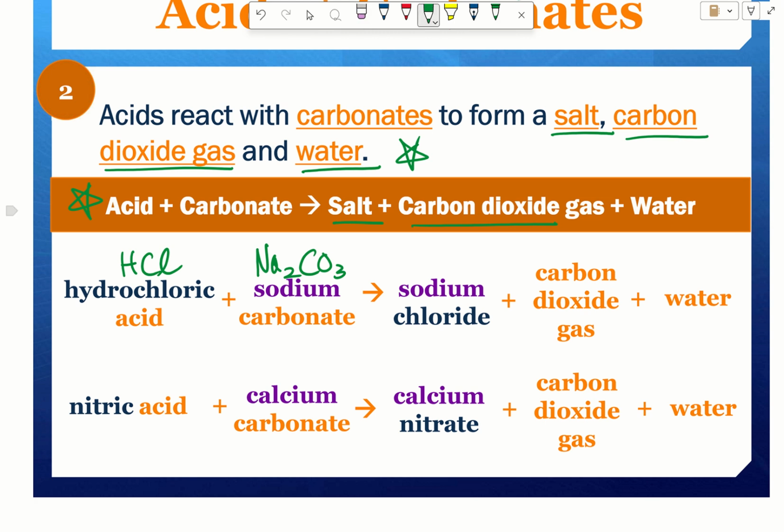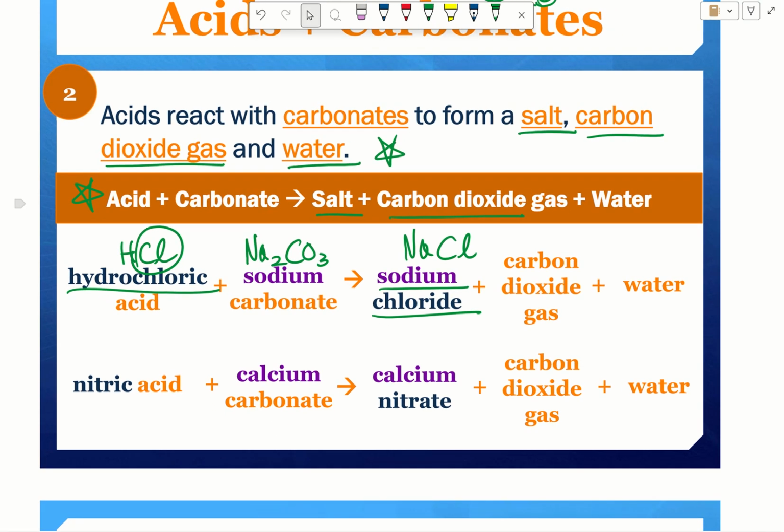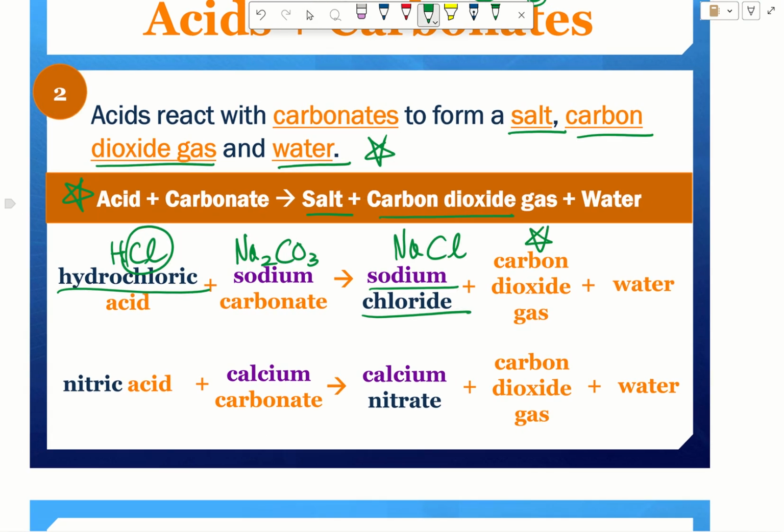Okay, so it will form sodium chloride. Why did it form sodium chloride? Remember, if we are using hydrochloric acid, the salt will be chloride, Cl, and we name it after the metal, right? Because they switch. And there will definitely be carbon dioxide gas and water.